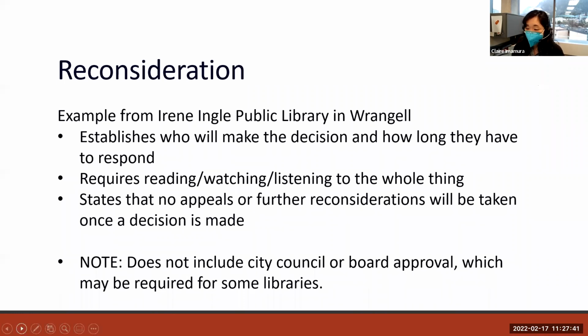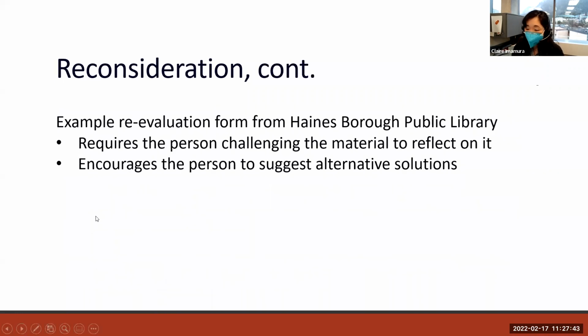So the next document that I want to share is the reconsideration form, which is from Haynes. And I think this one is pretty similar to examples that I've seen from ALA. But there are just a couple of things that I want to highlight.